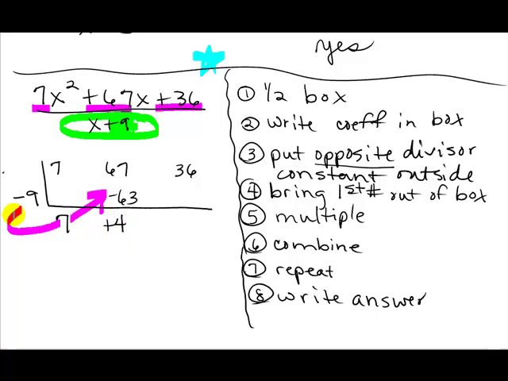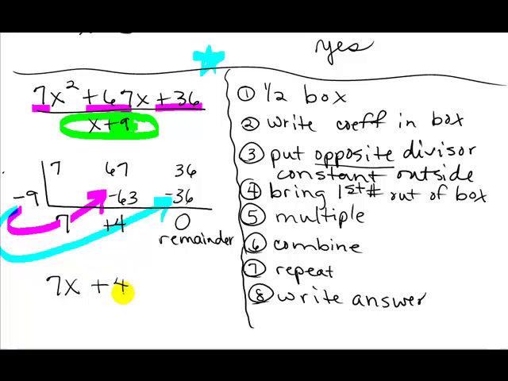Then I want to take and repeat that process. We're going to multiply, put our answer here. That's going to give me a negative 36, a negative 9 times 4. When I combine, I get 0. This is always my remainder. Remember what I said about if we start with division, and this is inside our division box, the x squared, then the first variable exponent as our answer was 1 less. So this is going to be 7x plus 4 as our answer.